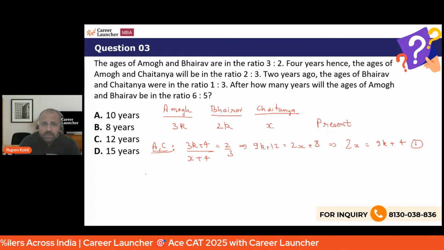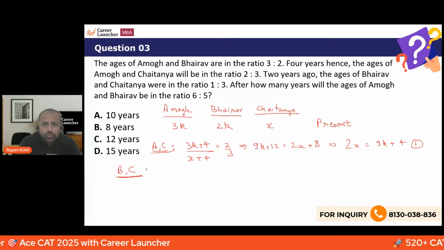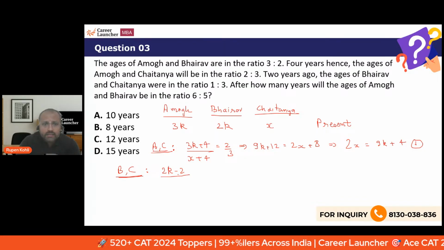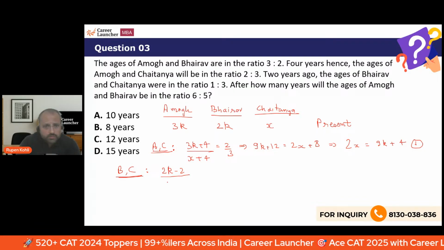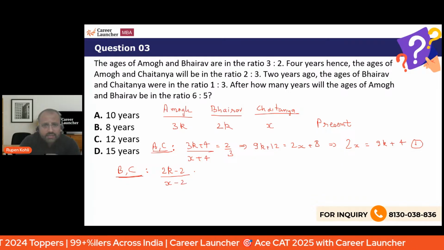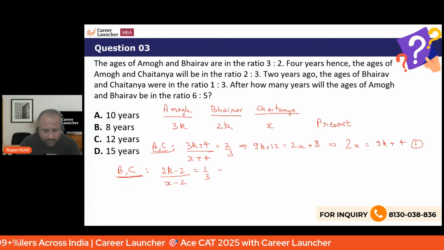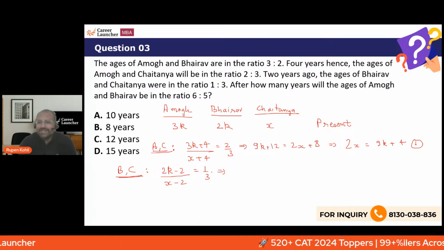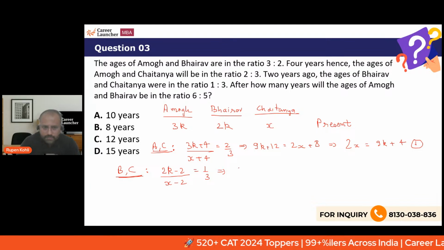2 years ago. Now coming to the past and writing for Bhairav and Chaitanya, the other information. 2 years ago, Bhairav will be 2k minus 2 in age. He's right now 2k, and Chaitanya will be simply x minus 2, and this ratio is 1:3, right? Again simplifying. So basically we can see now the problem is we have two variables x and k, and we are now going to equations. So I think we'll get everything from here now.